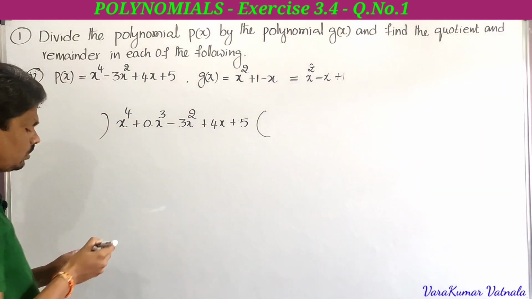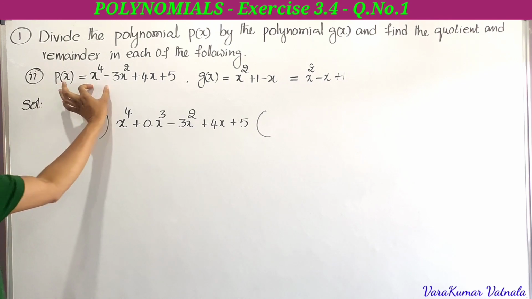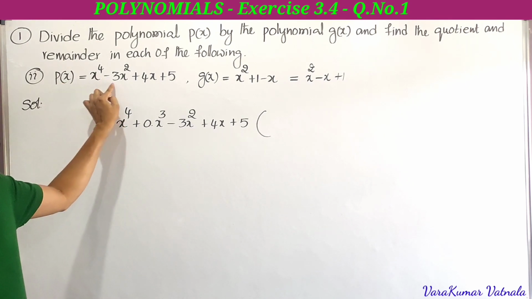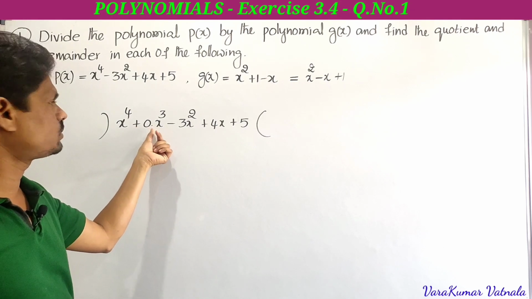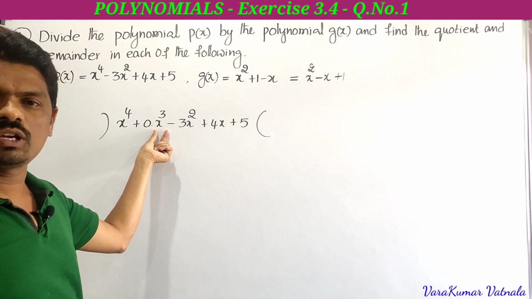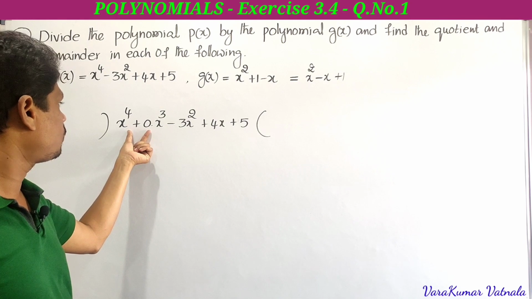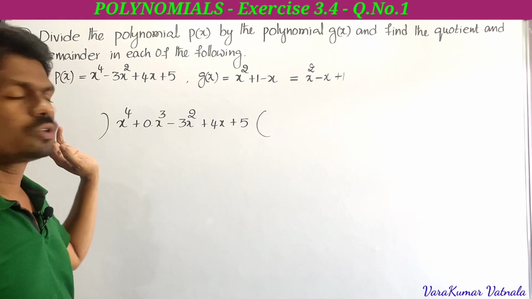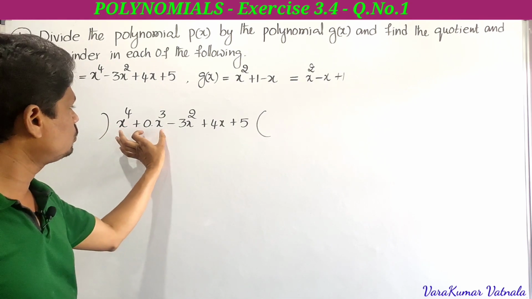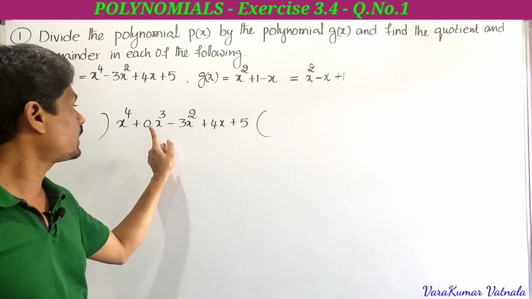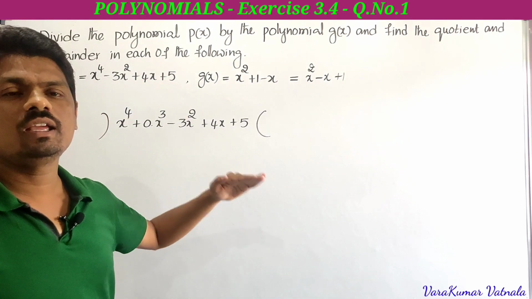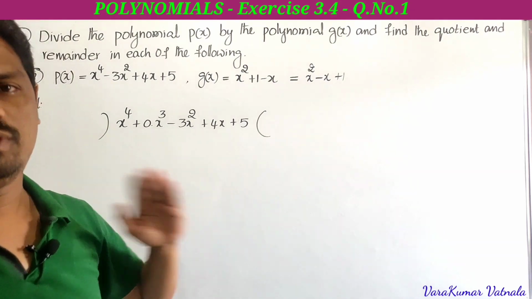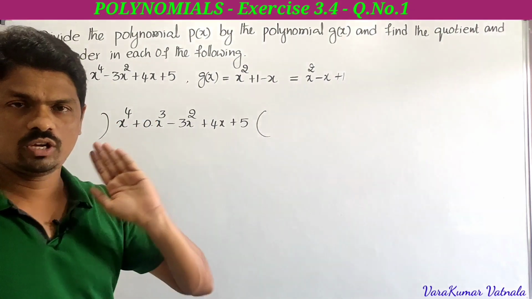See here how I have written p of x. p of x equals x to the power 4. There is no x cube term in p of x, but I have written 0 into x cube. 0 into x cube again gives 0, and x to the power 4 plus 0 is x to the power 4. So you have to remember to write 0 into x cube. Then we can complete the division very easily.